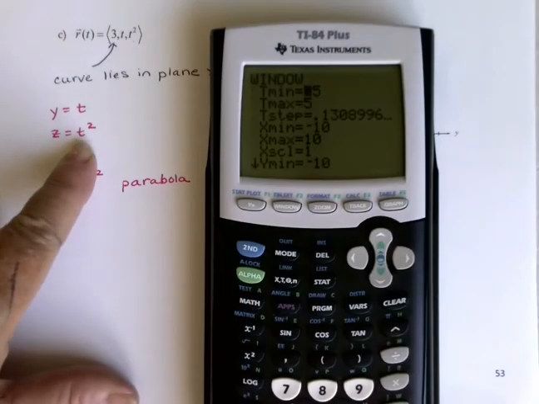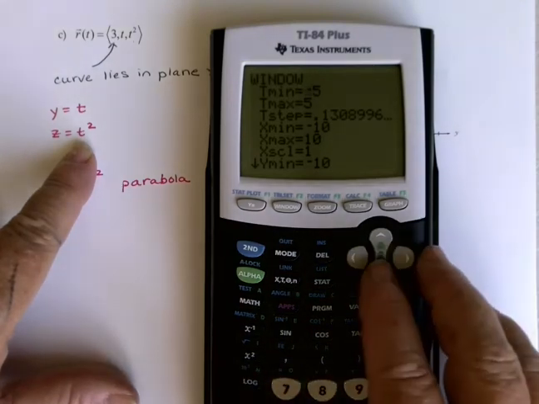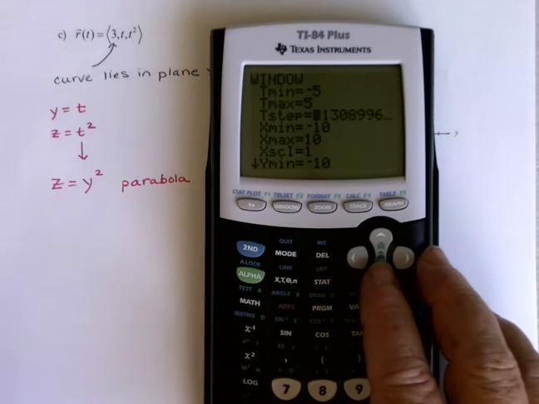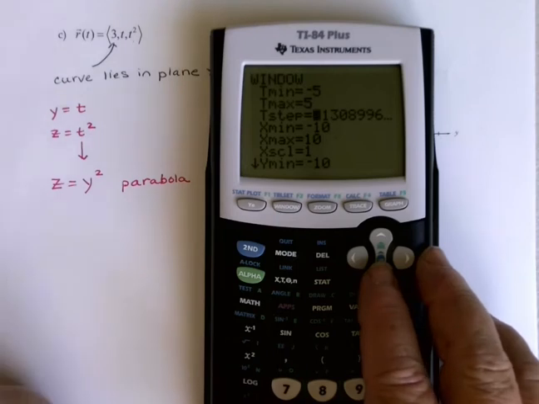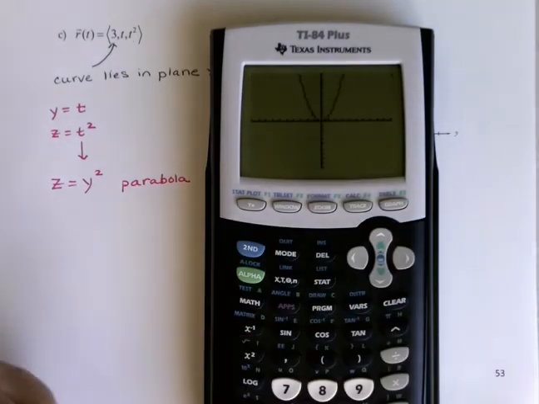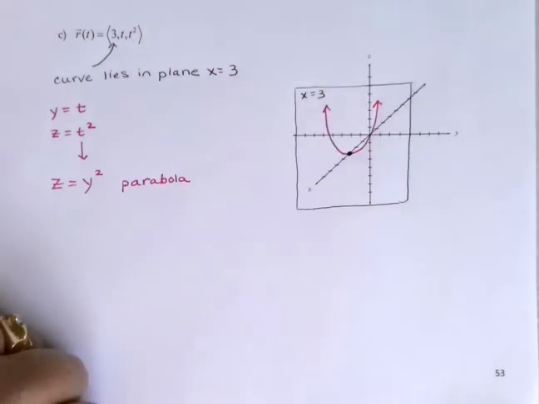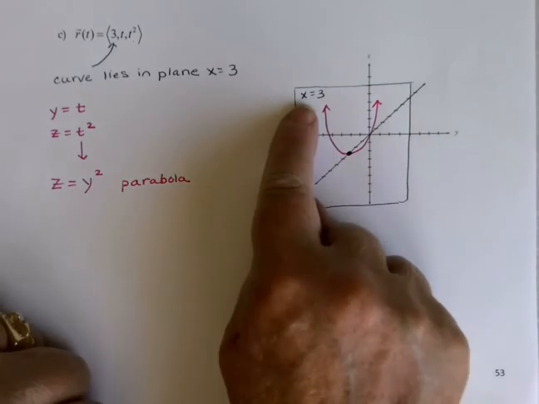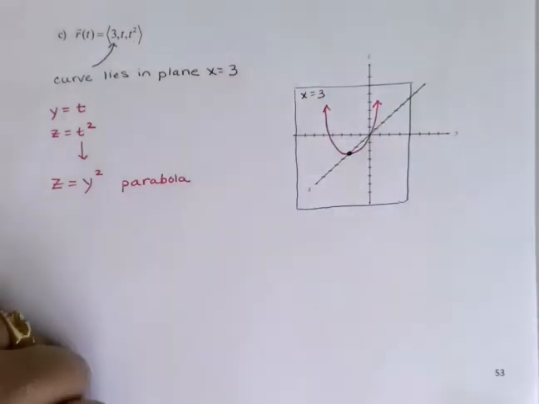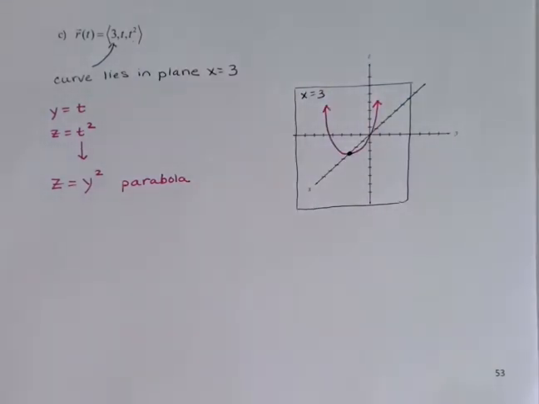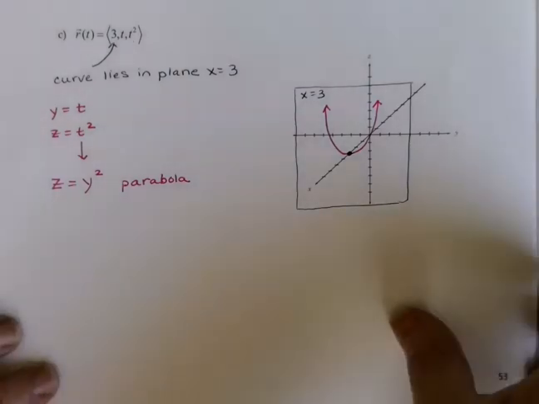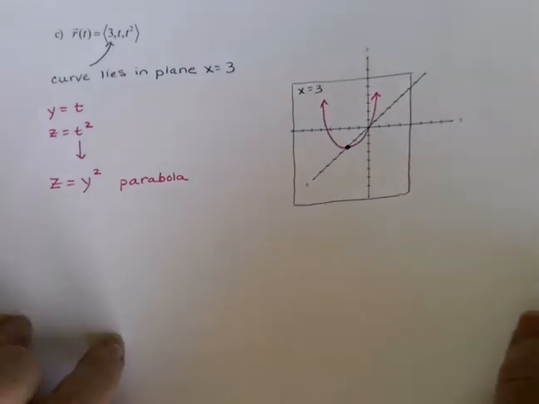And let's see where my window's at. -5 to 5 for the t's is fine. T-step is usually generic. Around 0.1 is good. Everything looks fine. And there we go, and it graphs the parabola for me. I now know the shape that I then took and drew in the plane x equals 3. So if you happen to get something you don't recognize, by all means, feel free to use the parametric mode on your calculator to draw the initial graph.